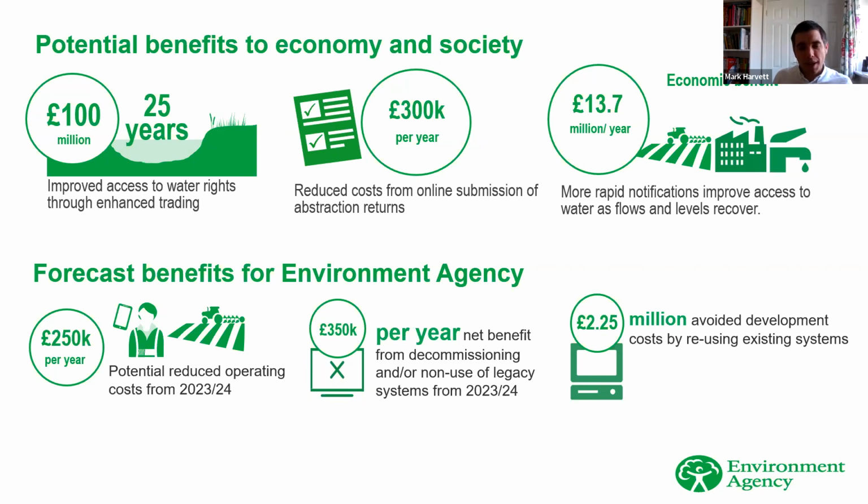The way that we've allowed abstractors to submit their returns online rather than through bits of paper could save £300,000 per year. And then something I'll talk about in a minute, about £13.7 million a year for more rapid notifications around water abstraction alerts. But there are also benefits for the Environment Agency. I think it's important that we can demonstrate that we're cost effective in the way that we're doing our digital work, so I've put a flavour of some of the savings that we can make in there.